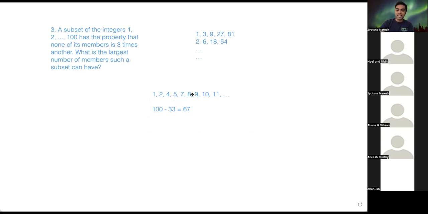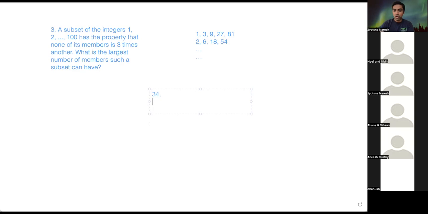Now, let's think about it in a slightly different way, which helps us get this answer of 76. Instead of thinking about removing all the multiples of 3, what is the number such that I can include everything above it without any issues? There's some threshold at which I could just say I'm going to include everything above this number. What is that number? 33. Good. Actually, let's start with 34, because 33 times 3 is 99.